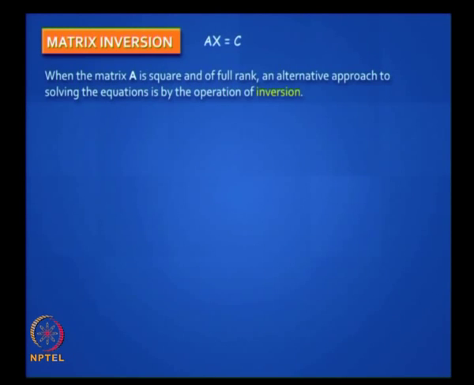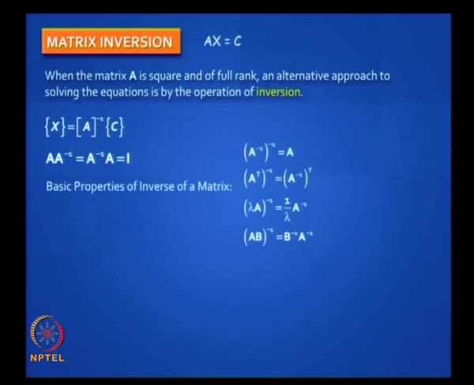When the matrix A is square and of full rank, an alternative approach to solving the equations is by operation of inversion. X is equal to A inverse C. A into A inverse, or A inverse A, is the identity matrix. You are familiar with these. The inverse of A inverse gives you back A, and so on. The last property is very interesting. It's like what you got in transpose.